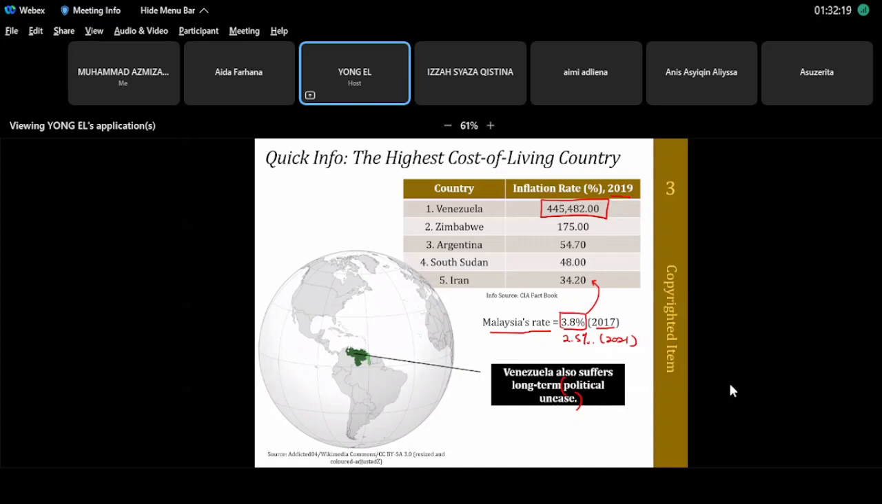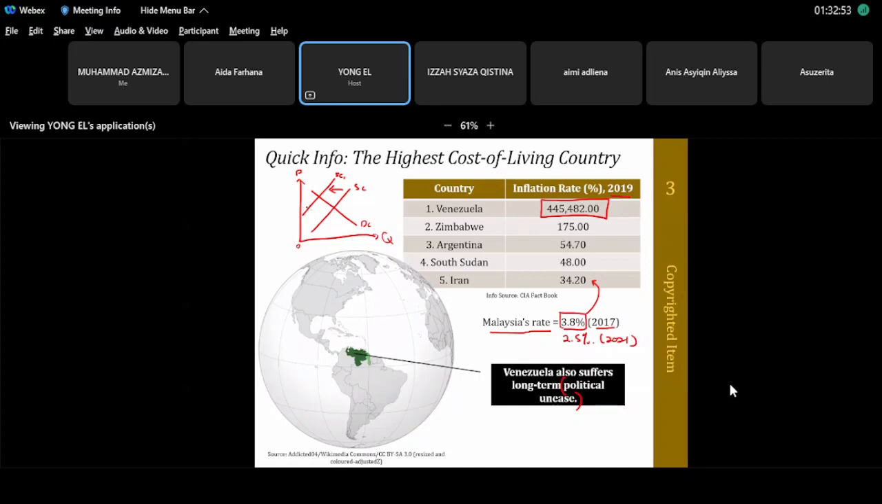The consequence is supply decreases. If you look at the graph here, our usual demand and supply curve, this is our demand curve, and this is our supply curve. Just now I said local investors leave the country, and foreign investors refuse to come to the country due to political unease. The consequence is domestic supply decreases, and supply shifts to the left side.